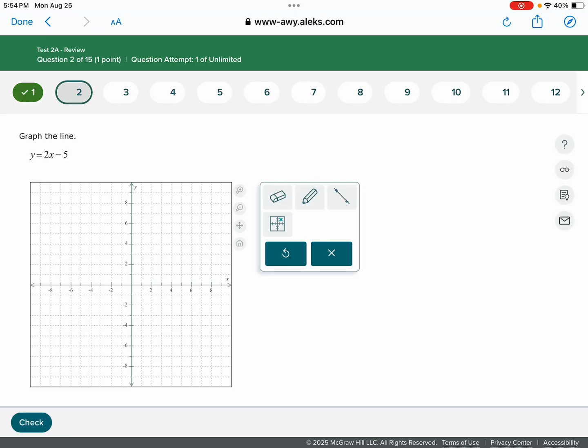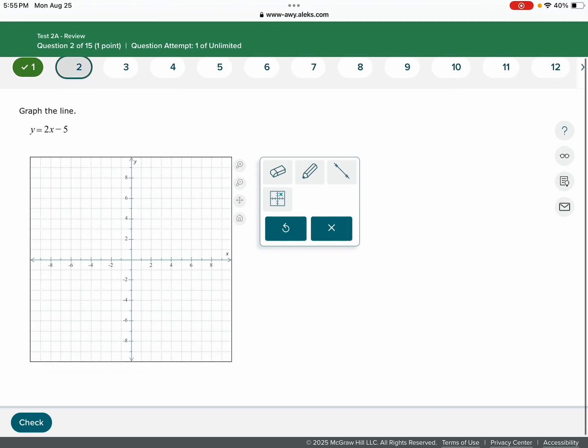So question 2, we have graph the line of 2x minus 5. What I would do here is use the pencil button on the right side, move this pencil and plot some points. I know this is linear, and I like to graph my linear functions by putting a point on the y-axis where it's going to cross. In this case, -5 is the y-intercept, and it has a slope of 2. So if I count up 2 and over 1 from that spot, I should have those 2 points.